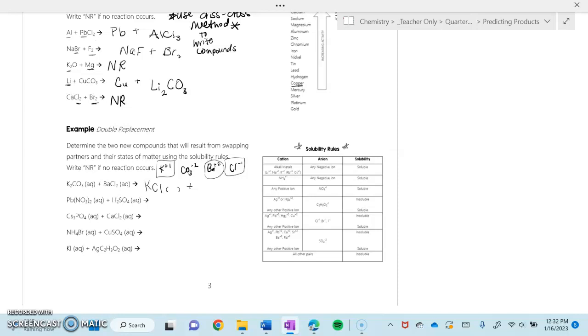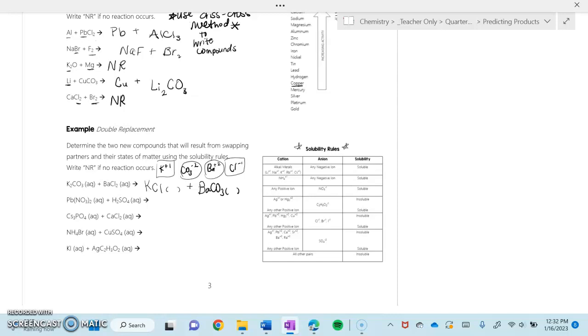Then our other pair is going to be barium and carbonate. Sometimes I see students accidentally write the anion first, but remember the cation always comes first in the chemical formula, and this is a +2 and a -2, which will end up being just 1 and 1, BaCO3. Again, leave little parentheses for the state of matter. There's our new partners with the correct charges.